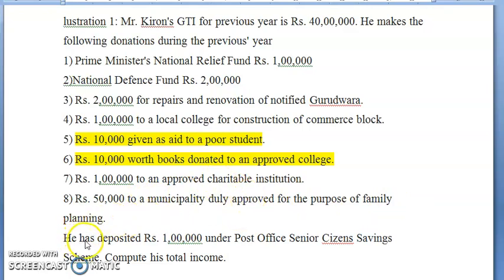Last item is there. He has deposited rupees 1 lakh under the post office senior citizen savings scheme. So what is the senior citizen savings scheme? Whether it is eligible under any of the deductions? Yes, it is eligible under 80C. There is one deduction called term deposits deduction, postal term deposit. Under this particular item it will come. So 1 lakh rupees I can consider under 80C.